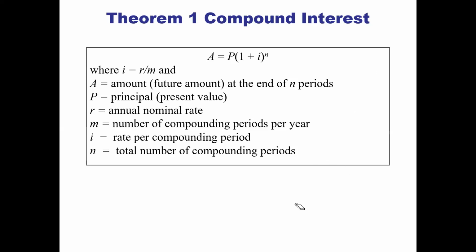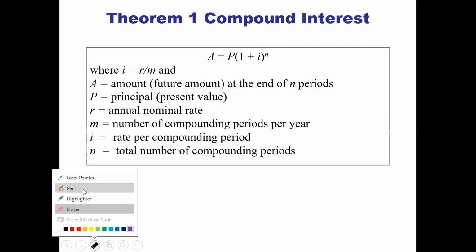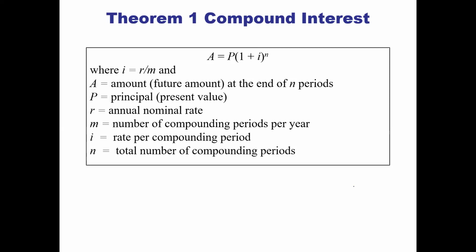All right, so coming back here, we have Theorem 1, which is compound interest. And so with that, we have A is equal to P times (1 plus i) to the n. Now, i is going to be the rate per compounding period, and so really what that is going to be is r divided by m. So i is r over m. So if we write that back how it used to be.